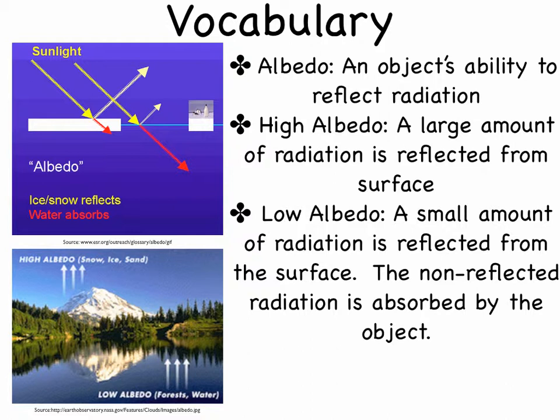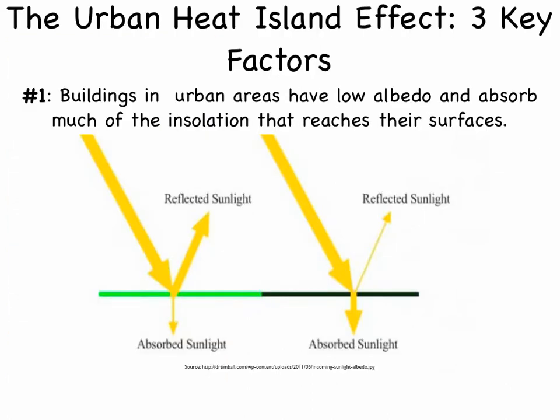Impacts of the urban heat island effect are seen both during the day and night, and during the cool and warm season. But what makes this phenomenon take place in the first place? There are three key factors that help cause the urban heat island effect. The first of these is the fact that buildings in cities have relatively low albedo.